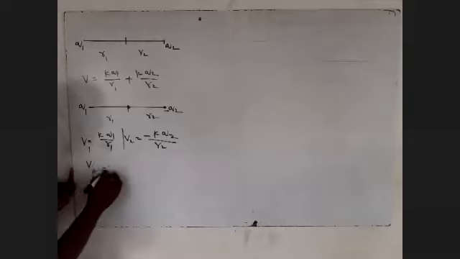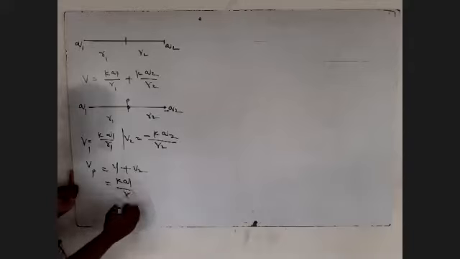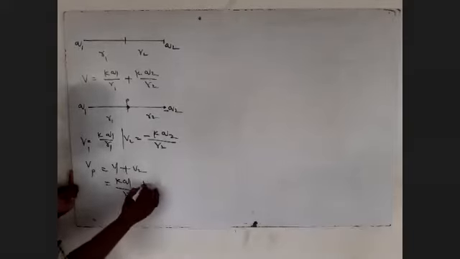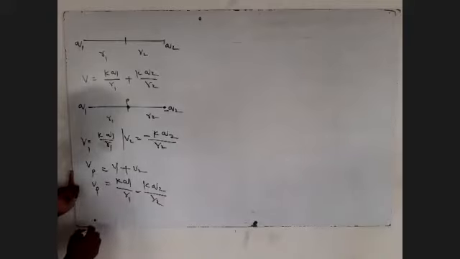So this is the total potential, V1 plus V2. Taking the point P, the electric potential at P is equal to V1 plus V2. V1 means KQ1 by R1, and this is minus KQ2 by R2. This is the potential VP.